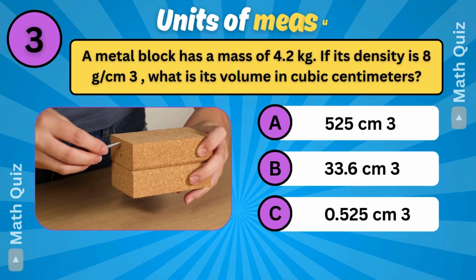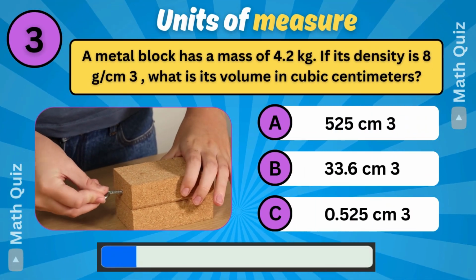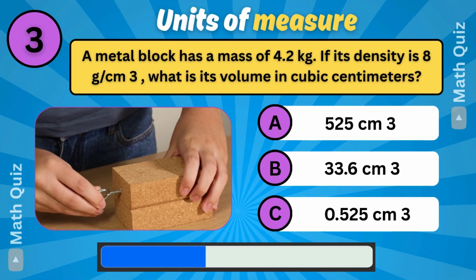3. A metal block has a mass of 4.2 kilograms. If its density is 8 per m³, what is its volume in cubic centimeters?